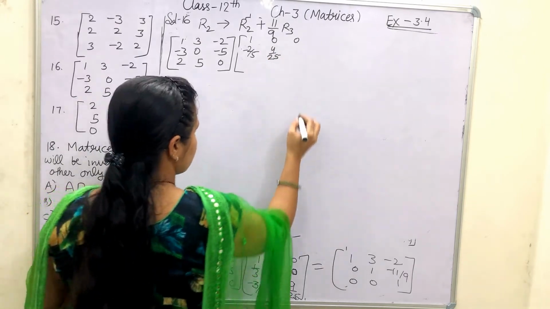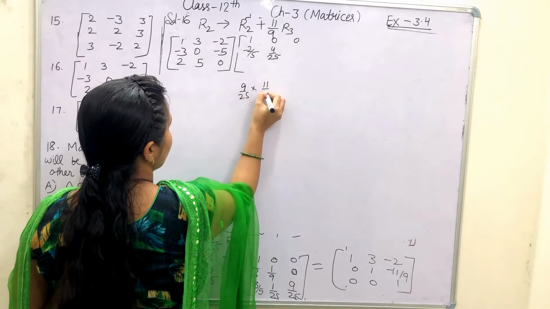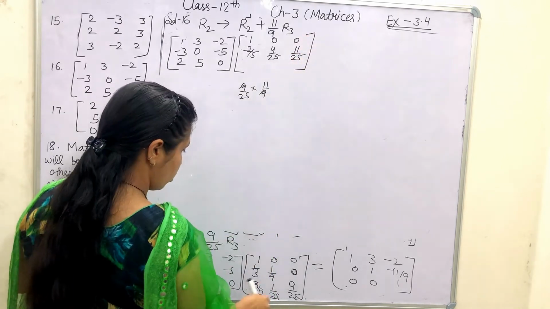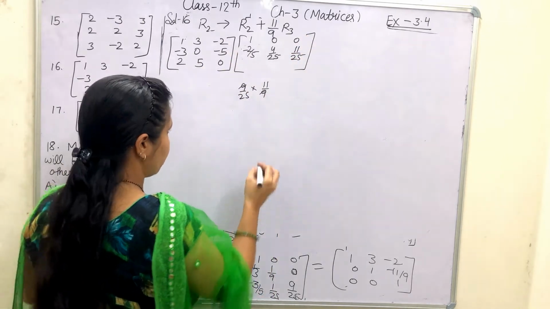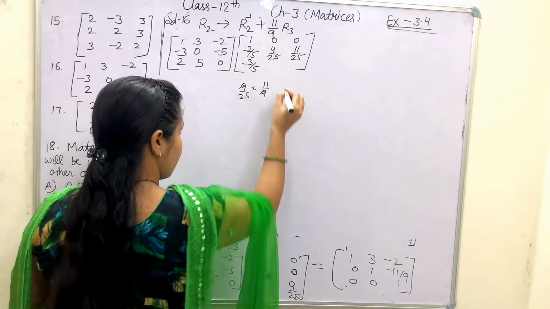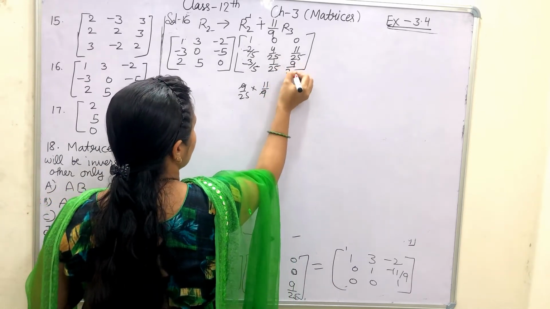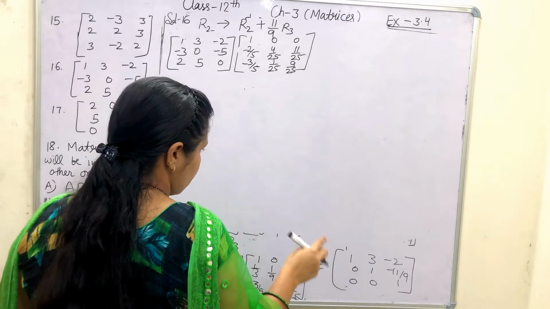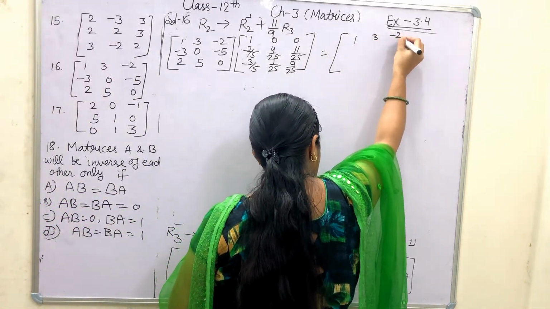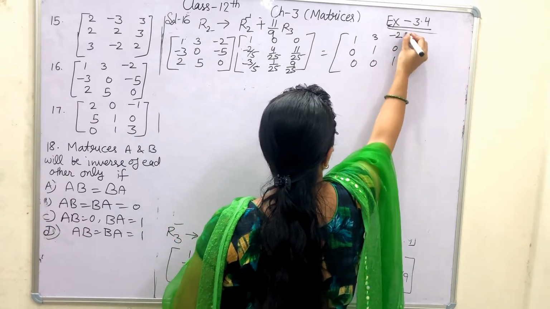Next, 9 by 25 into 11 by 9. So 11 by 25. There is no effect on R3 because we are applying on R2. Minus 3 by 5, 1 by 25, 9 by 25. On the right hand side we get 1, 3, minus 2, 0, 1, 0, 0, 0, 1.